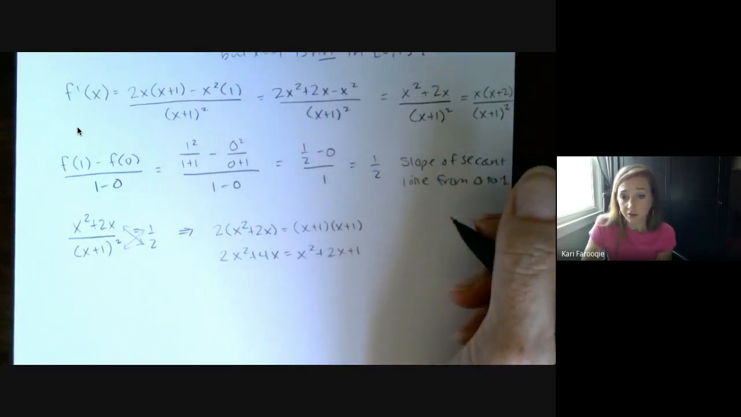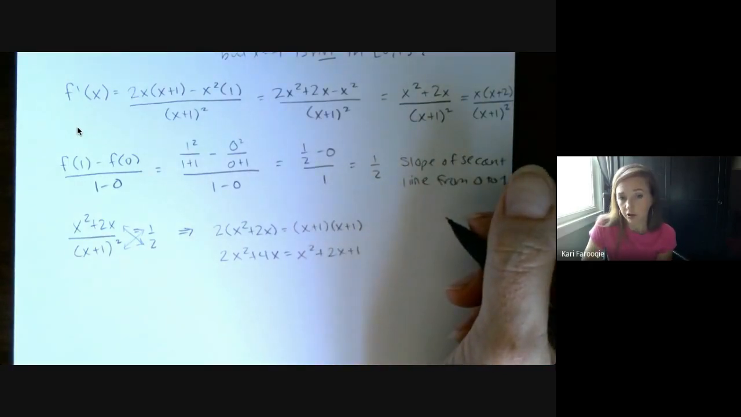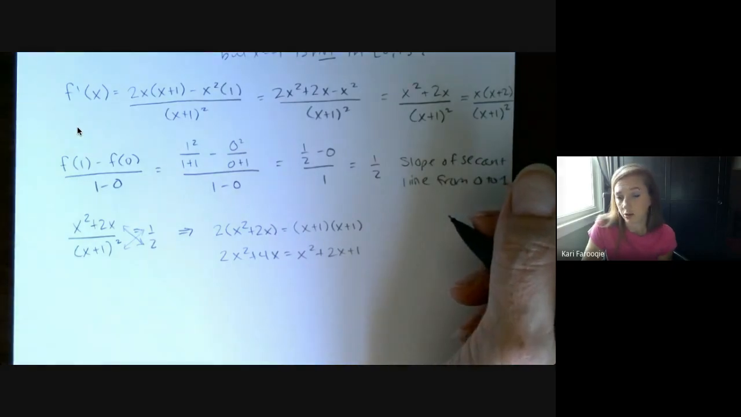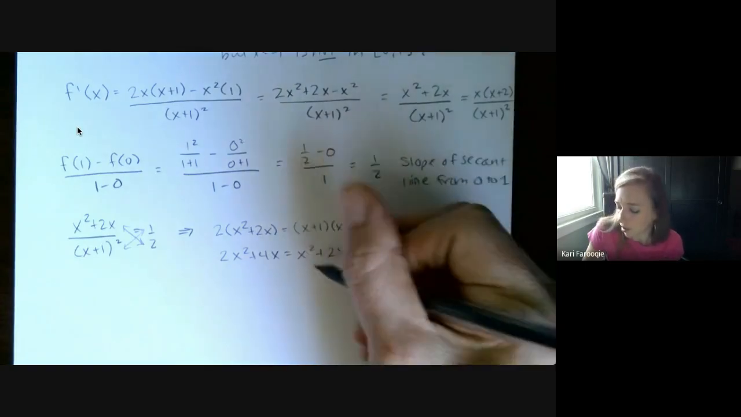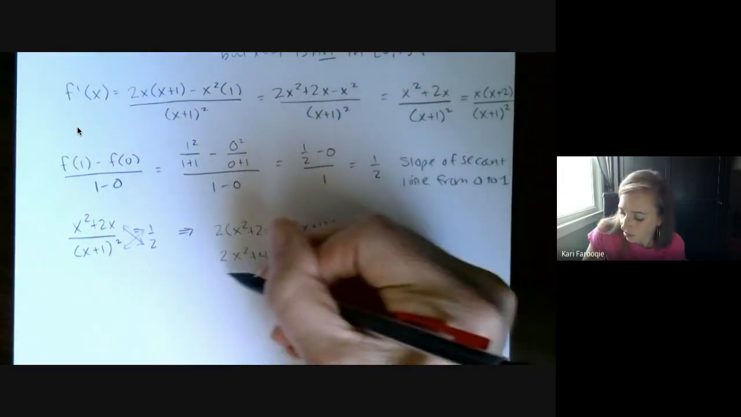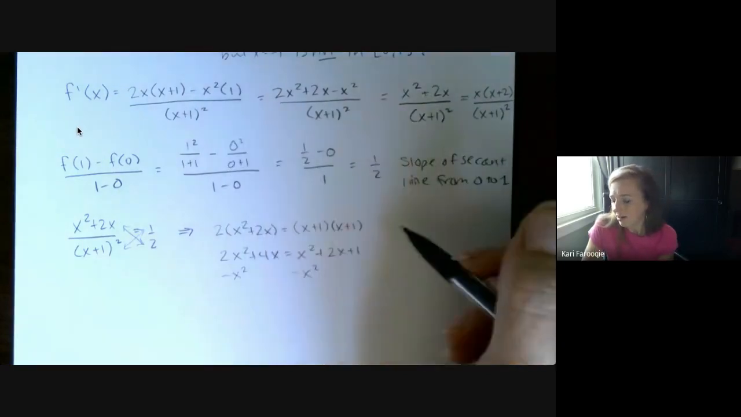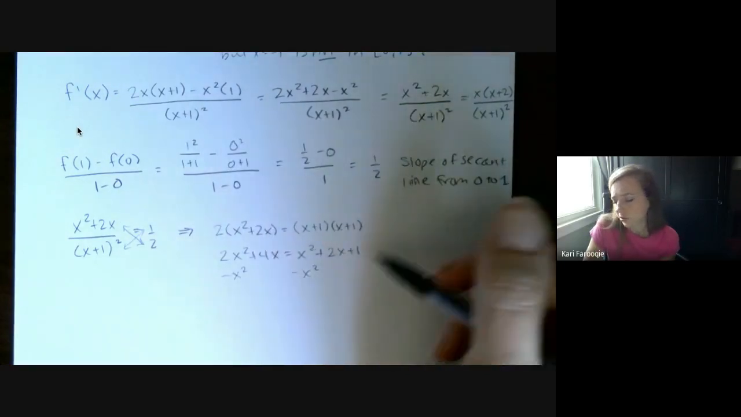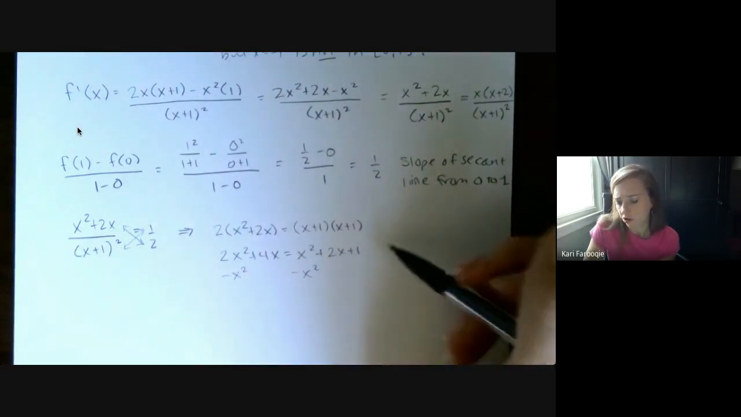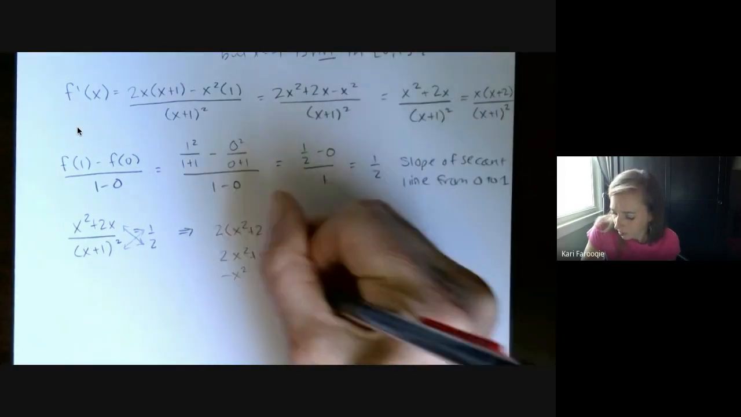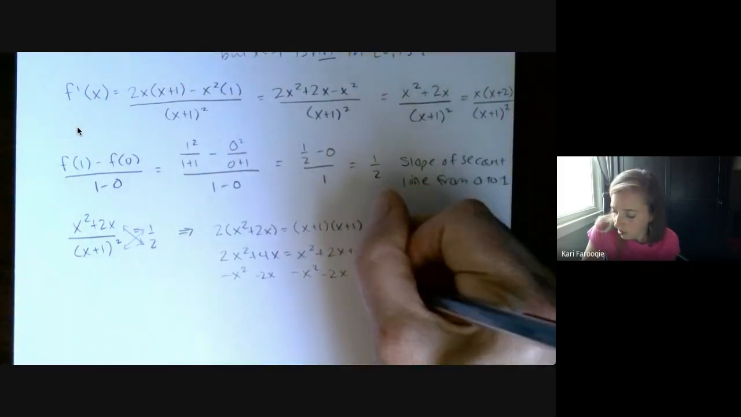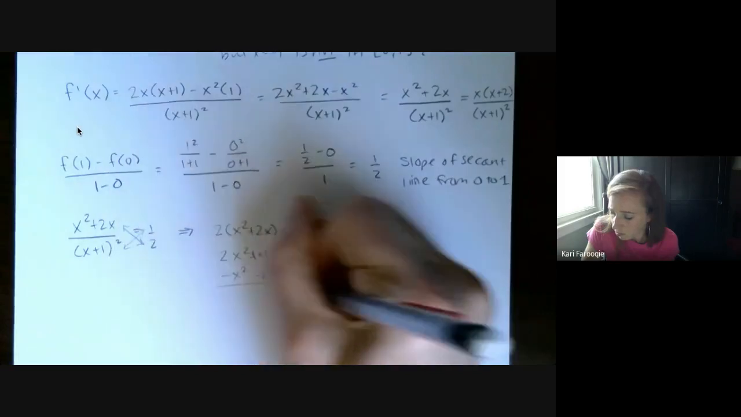Now I need to solve this equation. In order to solve a quadratic equation, I need to get all the terms on one side of the equation, and then if we can factor it, we will. If we can't, we'll just use the quadratic formula. No big deal. But I'm going to go ahead and subtract x squared from both sides. Technically, you could subtract 2x squared, but I like to have positive lead coefficients if at all possible. I'll subtract 2x from both sides, and I'm even going to subtract 1 from both sides.